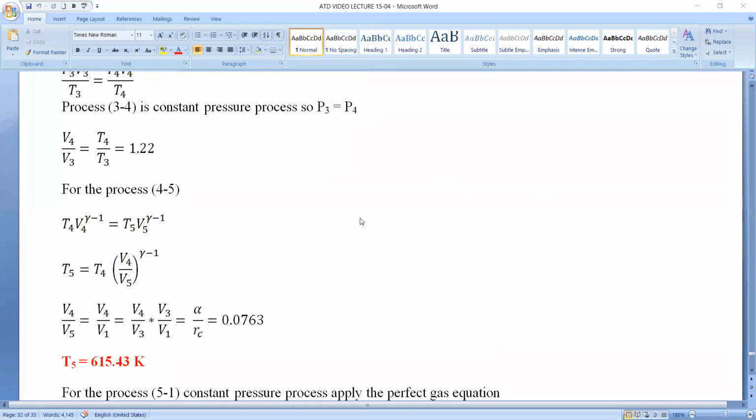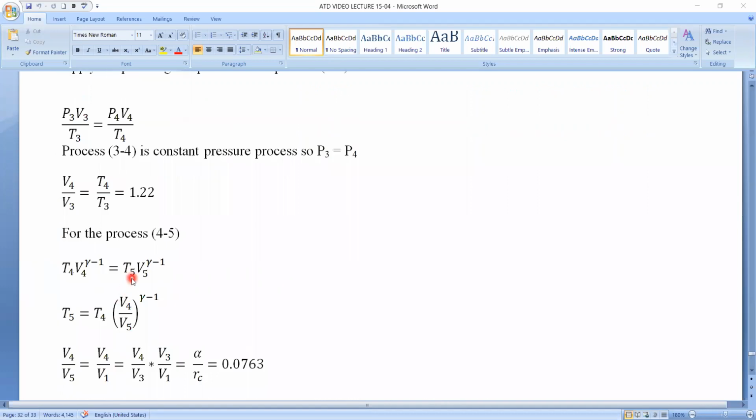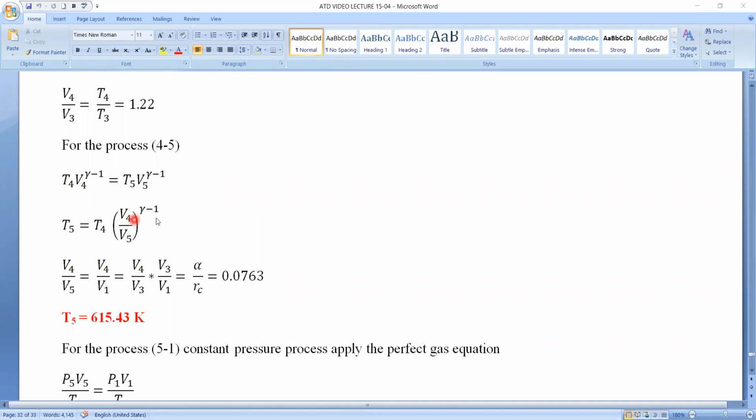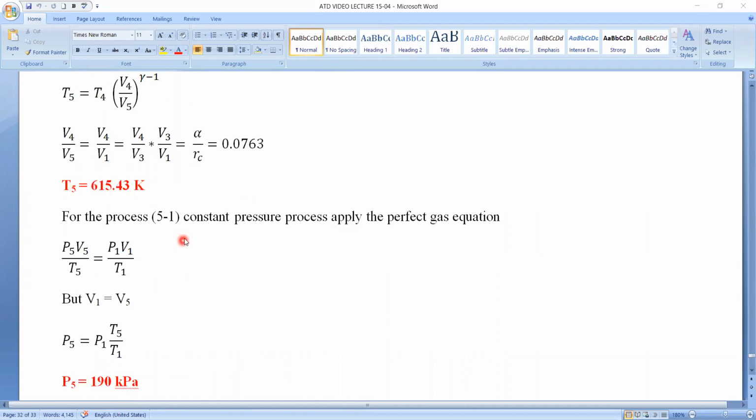Okay, fine. Now I can get the value of T5 here. So T5 is equal to T4 times V4 by V5 raised to gamma minus 1. So V4 by V5, we have just calculated, raised to gamma, where gamma is 1.4, minus 1, that is 0.4. T4 is already calculated. Simplify and you will get the value of T5 as 615.43 kelvins. Okay, I hope this is clear.